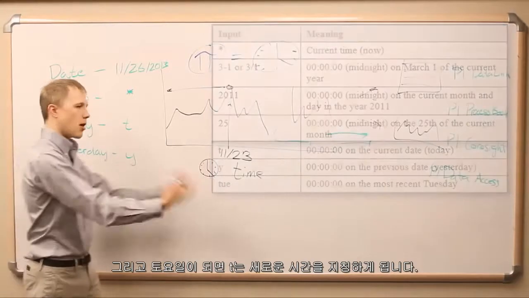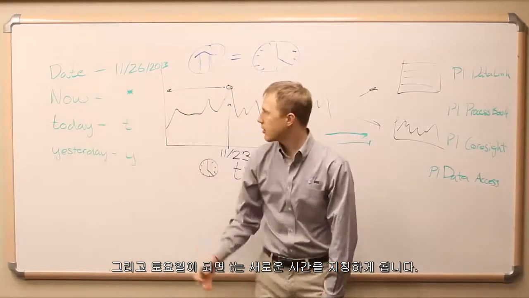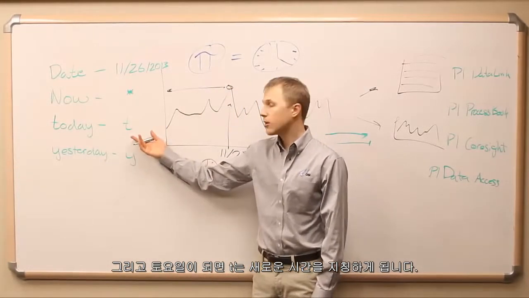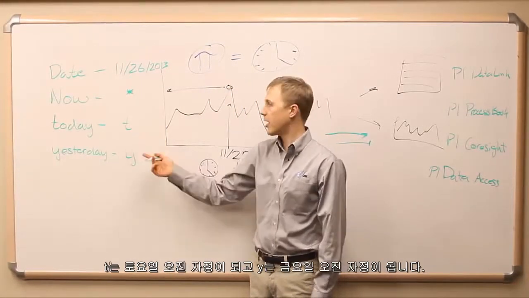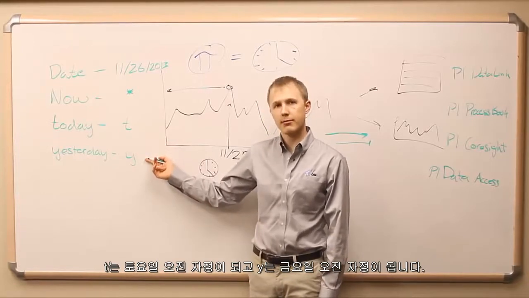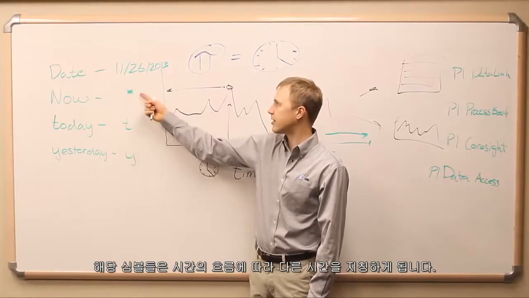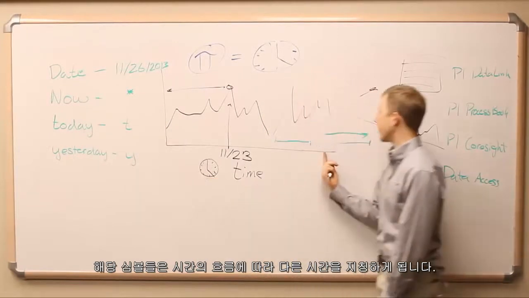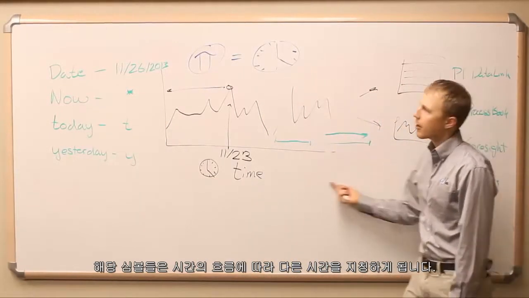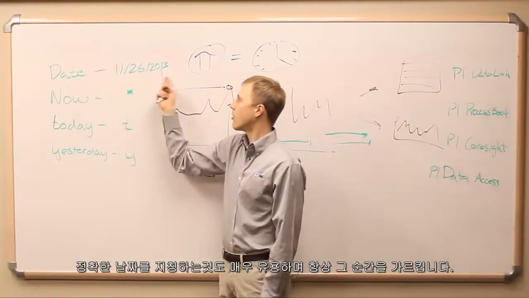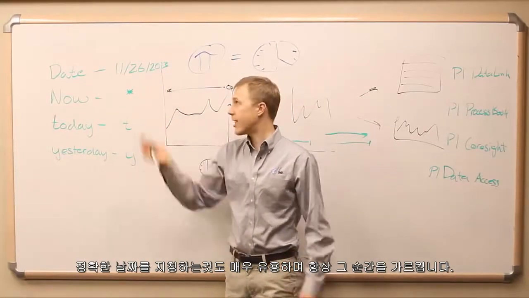And then tomorrow, when tomorrow is Saturday, T will now refer to something new. T will refer to Saturday morning at midnight, and Y will refer to Friday morning at midnight. So the power of these symbols right here is that they're going to change and adapt as time marches on, whereas just a static date, while very useful, will always be just that date.